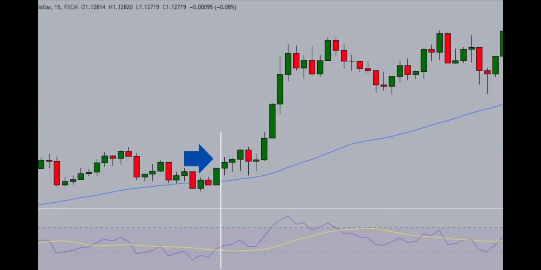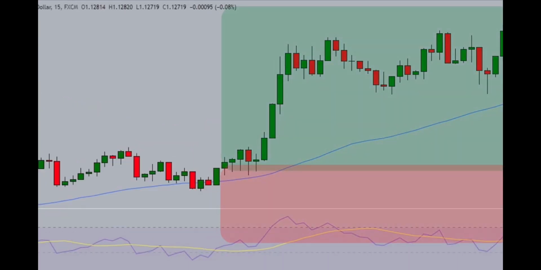Alright, final example. The confirmations are: 50 above the 200, only looking for buys. RSI crossed and is above the yellow midline or baseline. And last but not least, price broke and closed above the 50 moving average.